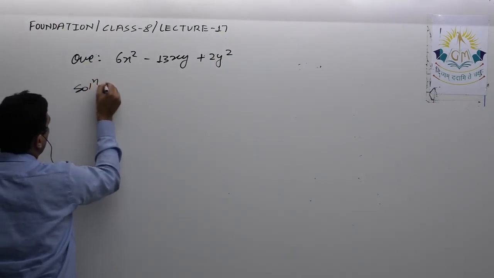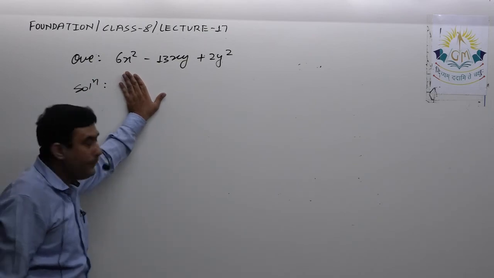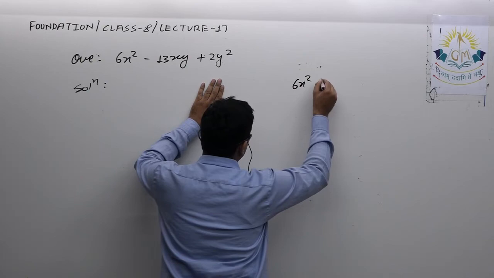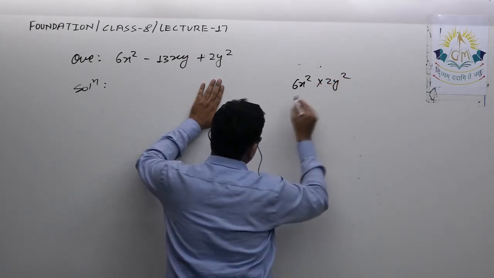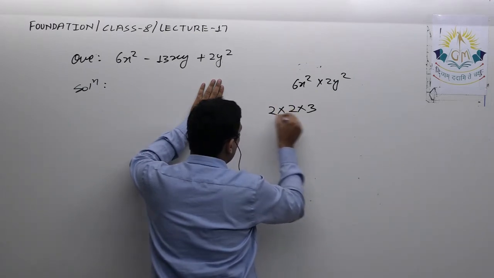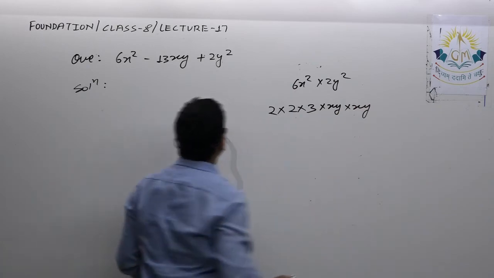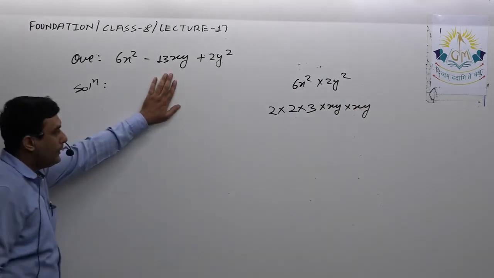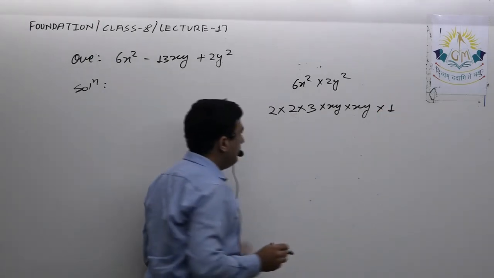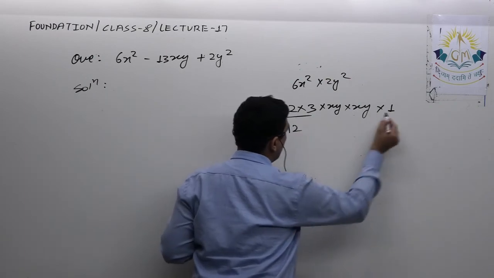So again we have to follow the same method. We have to find the factors of a multiplied by c, that is 6x square multiplied by 2y square. So factors of 6 are 2 into 3, factors of 2 only, and over here I can write xy. Now again I have to split these in such a way that I'll get 13. So simply I can take this as 12 in one group and this as another group.